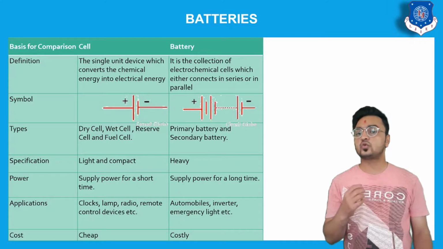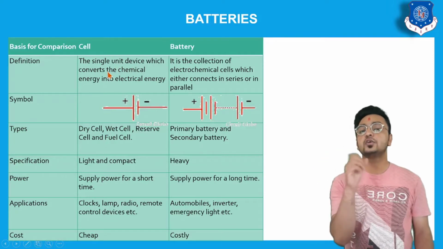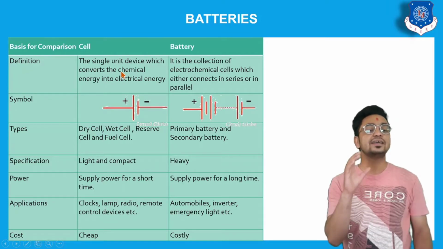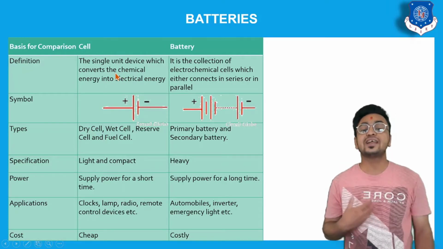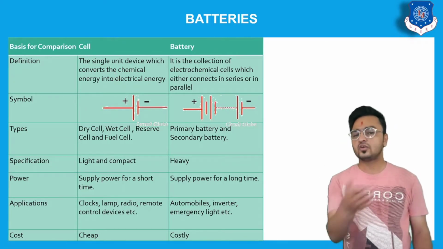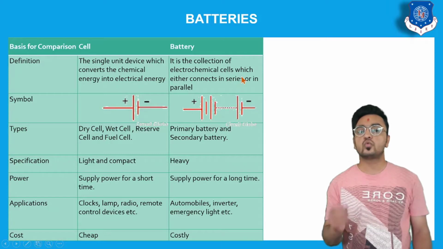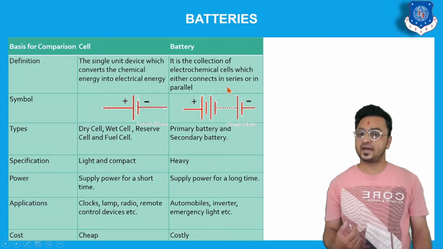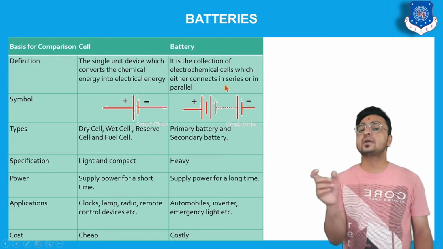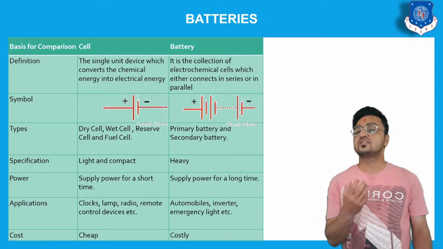But the difference is, when we define a cell, it is defined with this single unit. That means the output of the single unit is going to be very less. The amount of electricity we get out of that cell is very less compared to a battery. So what is a battery? It is a collection of electrochemical cells which are connected either in series or parallel. By using a cell, when we convert chemical energy into electrical energy, we get very little voltage as well as current.